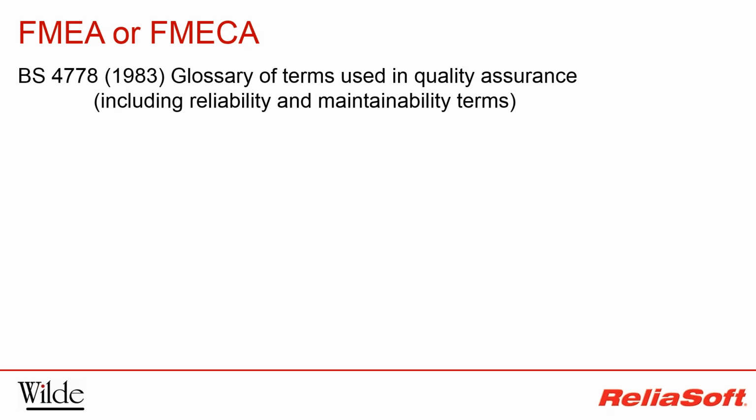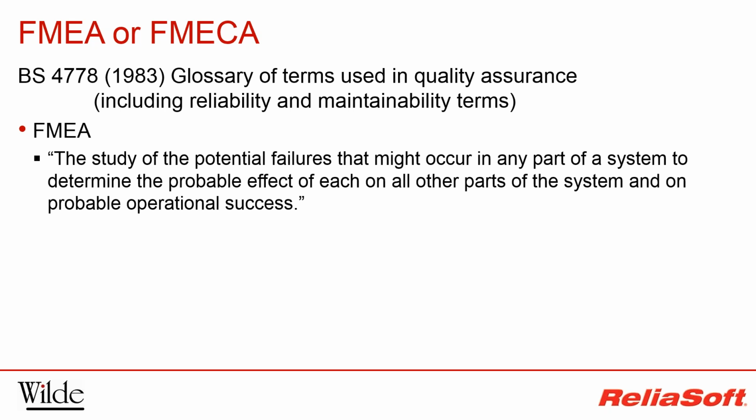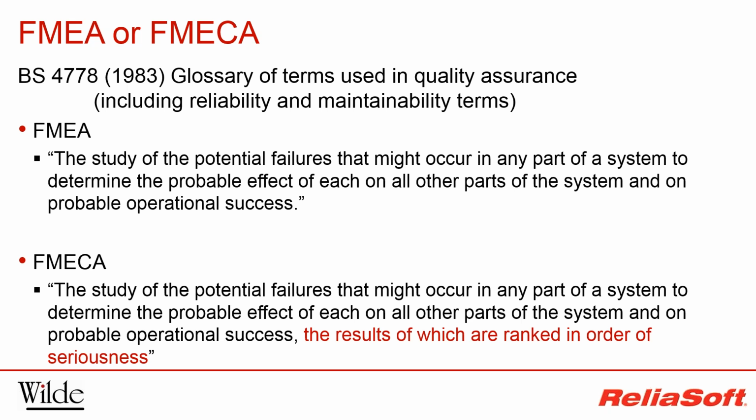Here are some formal definitions as taken from the British Standard 4778, which gives a thorough description as any. An FMEA is defined as the study of the potential failures that might occur in any part of a system to determine the probable effect of each on all parts of the system and on probable operational successes. A failure mode's effects and criticality analysis, commonly called a FMECA, takes this one step further by also ranking the results of the analysis in their order of seriousness. This ranking procedure can be either quantitative or qualitative and is performed on most FMEAs to at least some extent. It is therefore implied that in this presentation, the term FMEA accounts for at least some form of criticality and ranking assessment.